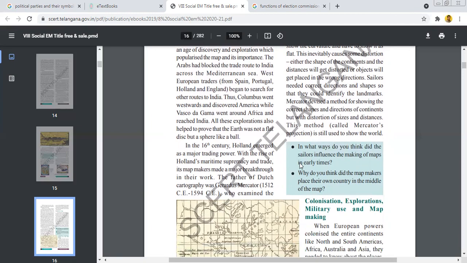Next, to colonize or to exploit the resources, all European countries started colonizing North America, South America, Africa, Australia, Asia. Those countries were colonized by the European countries. They wanted to know more information about these continents and the interior parts of the countries. For that purpose, they sent some people to learn about interior places and to prepare maps.